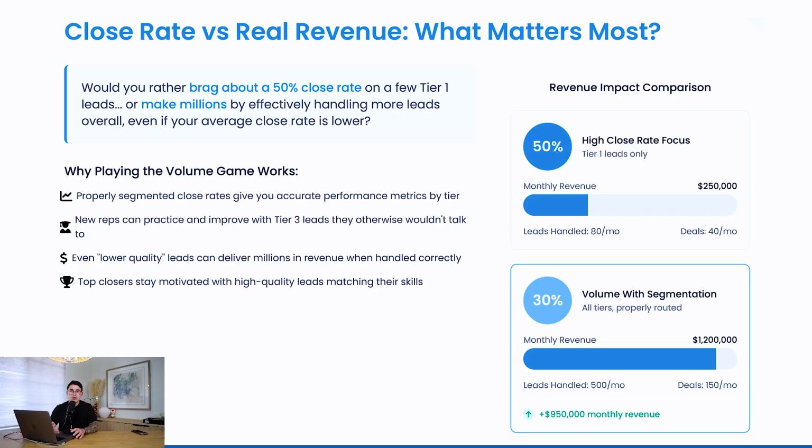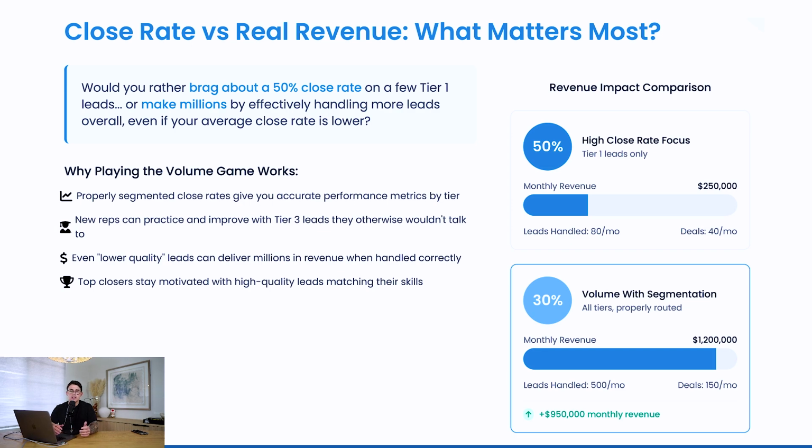If your close rate goes down because you're talking to less qualified leads, but you're still making a lot more money, what is better? Is it better to brag that you have a 50% close rate on these tier 1 leads? Or is it better to make millions of dollars a year in your operations and make sure you have a proper way to segment your close rate?